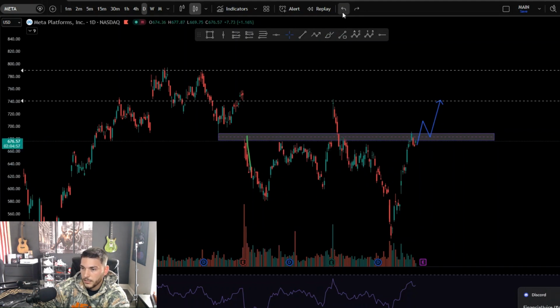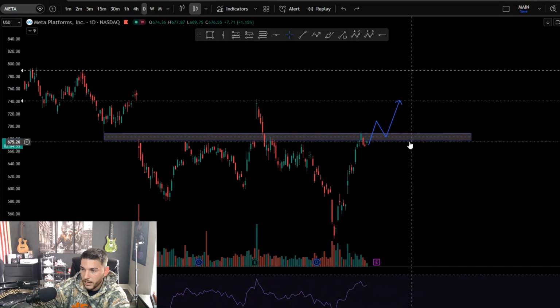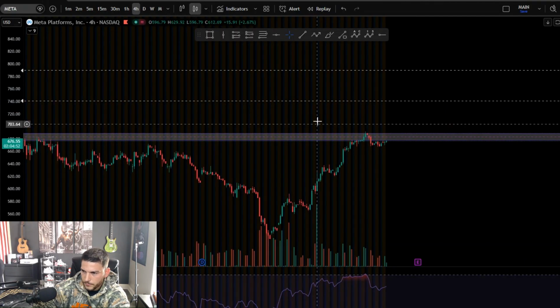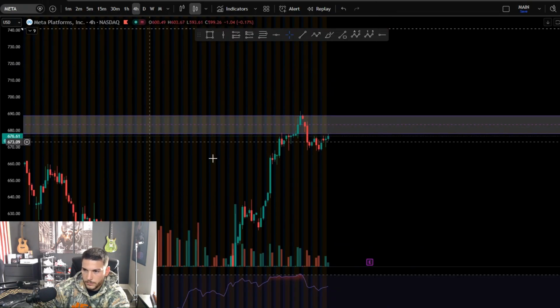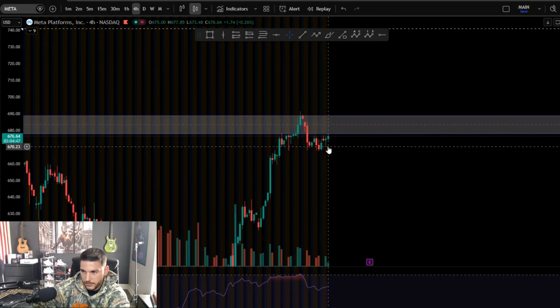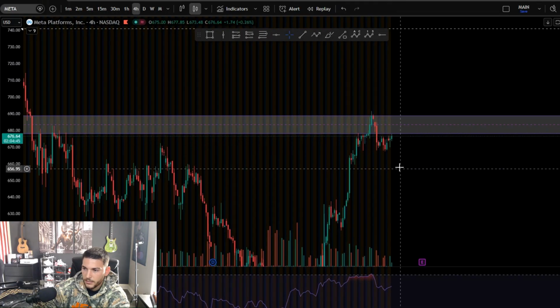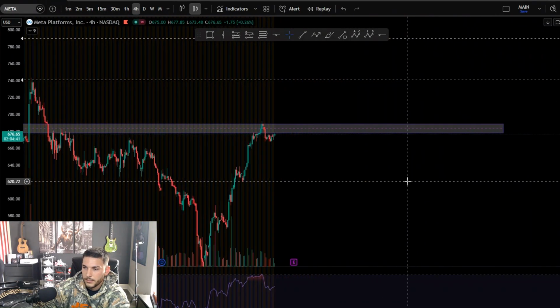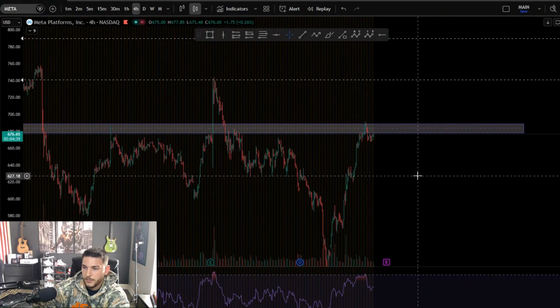So that's your supply. Now if we break through it, we'll continue higher. But look, it rejected. This could be the retest to come fall back down.